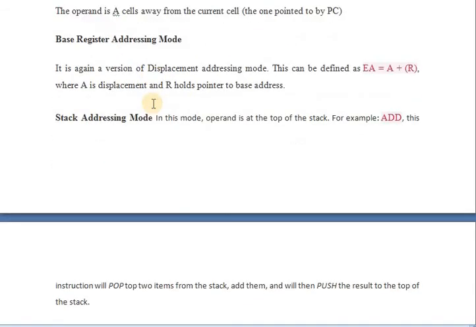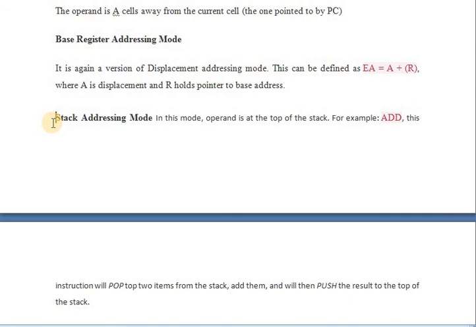Now the base register addressing mode. It is again a version of the displacement addressing mode. It can be defined as address plus register, where A is a displacement and R holds the pointer to the base.